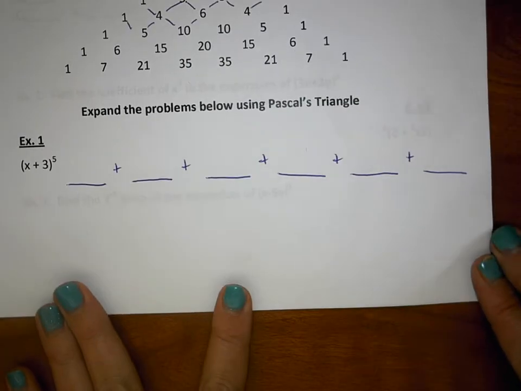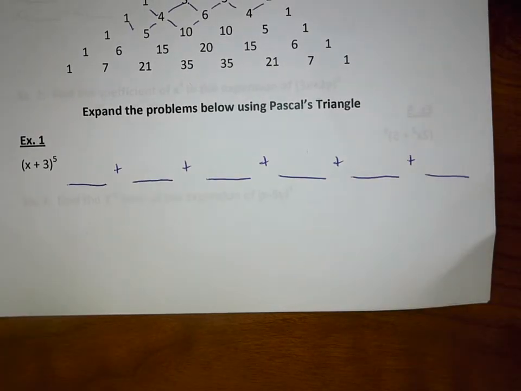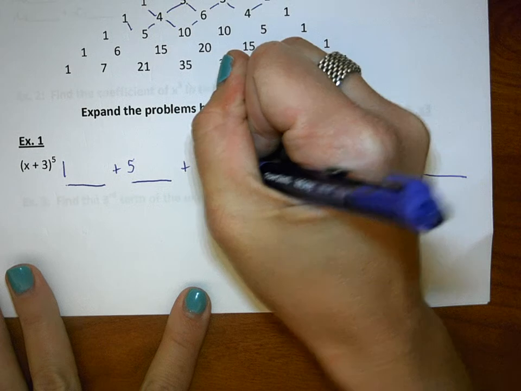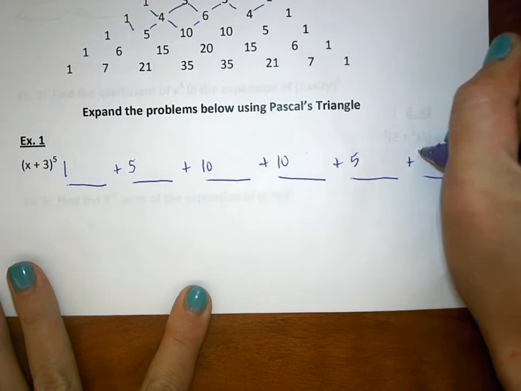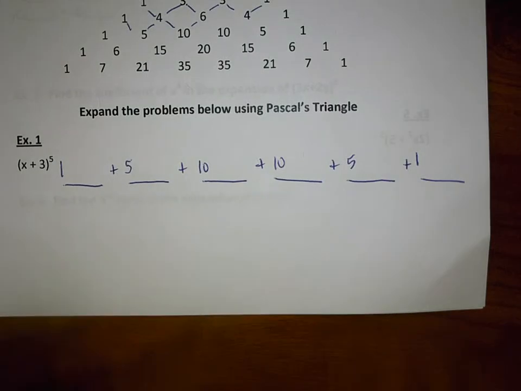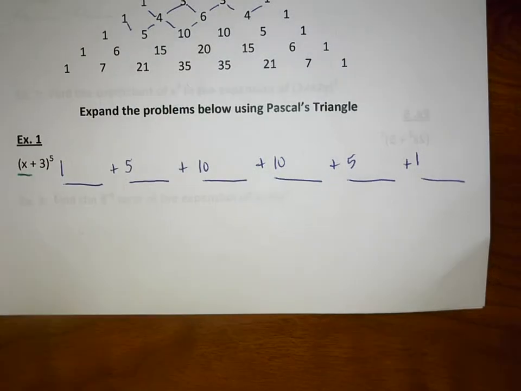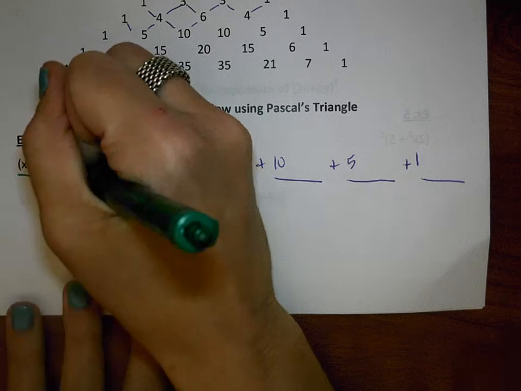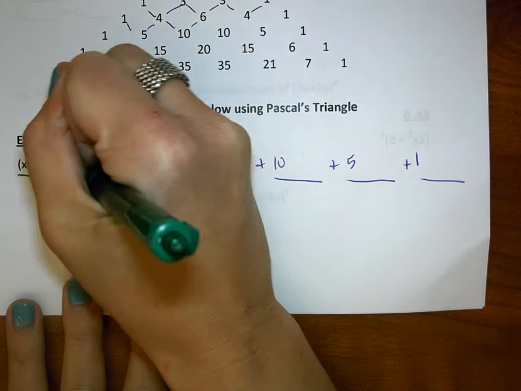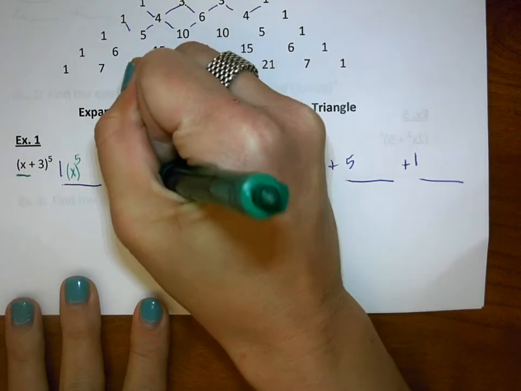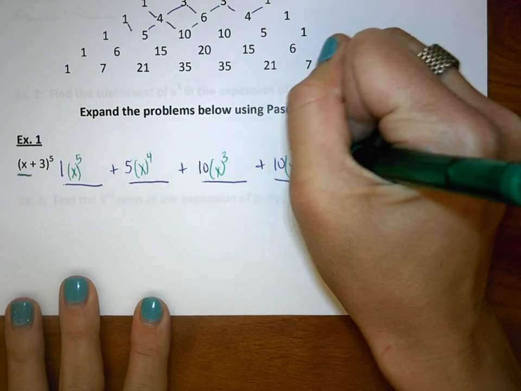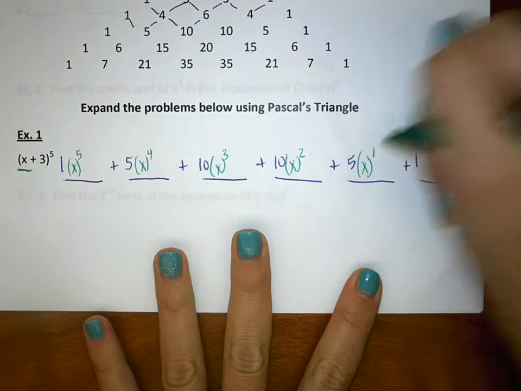Okay, so what are my coefficients that go in front of each of these blanks? 1, 5, 10, 10, 5, and 1. Good. 1, 5, 10, 10, 5, 1. Now, this time my A term is x. So I'm going to write that here. We're going to start with x to the 5th, x to the 4th, x to the 3rd, x to the 2nd, x to the 1st, and then we have our x to the 0.